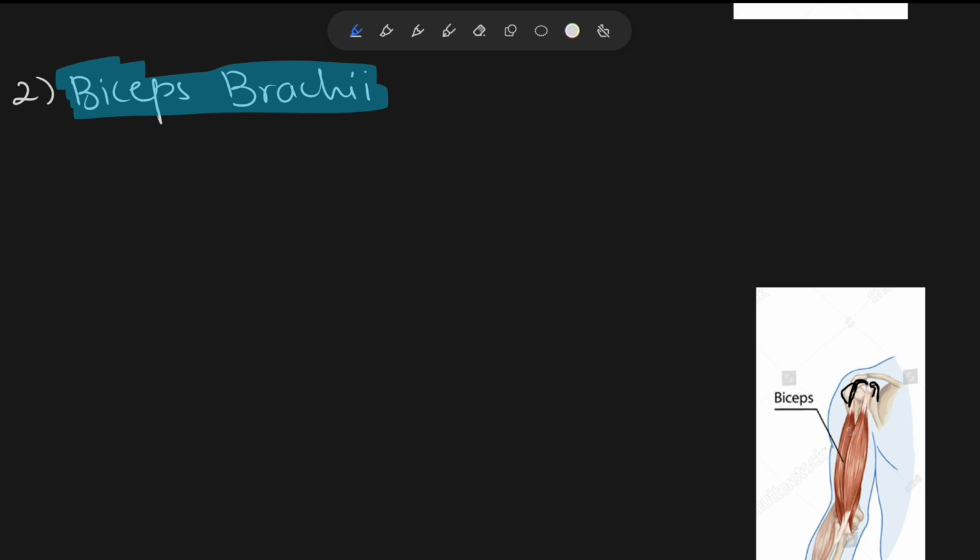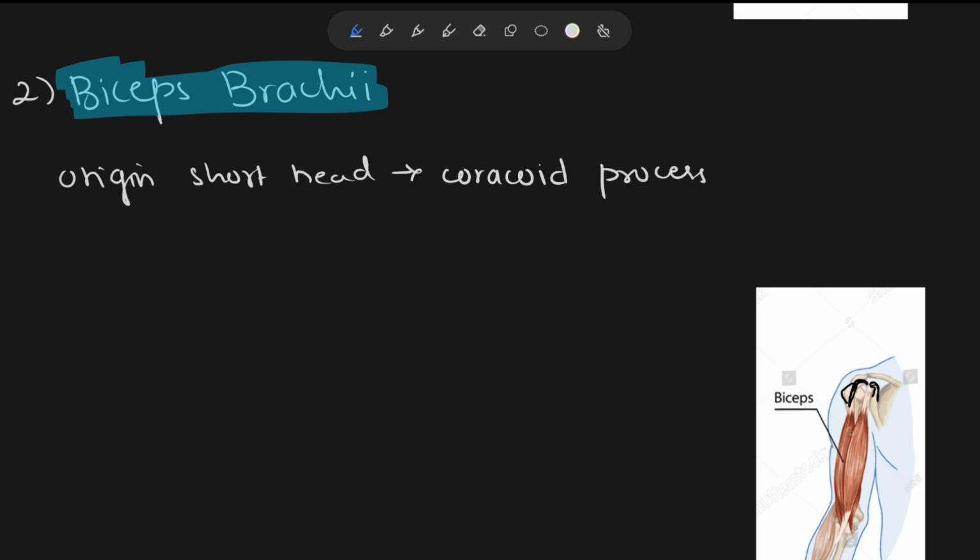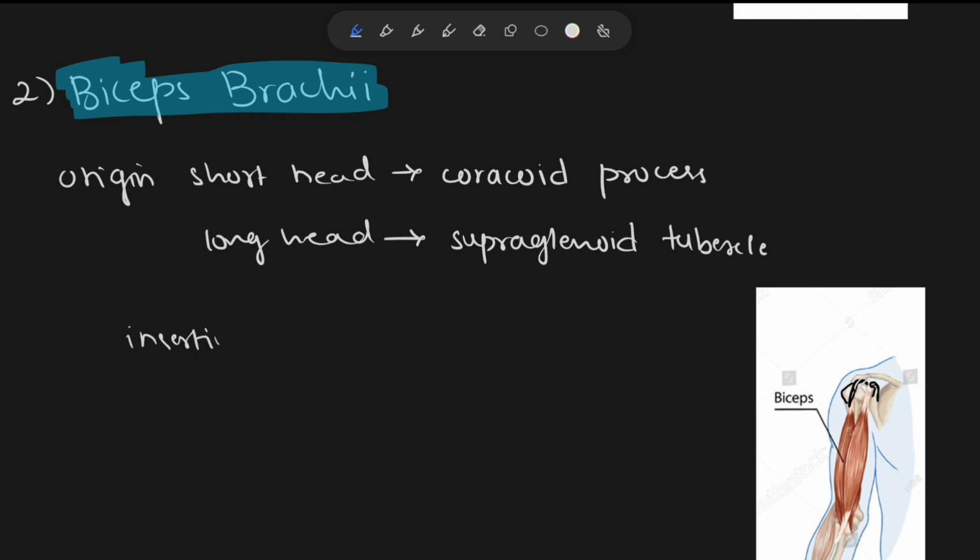So let's do the biceps brachii. Origin of the short head is the coracoid process of scapula. And the long head is originating from where? From here. What is that? It is the supraglenoid tubercle. Now let's do insertion. Insertion is radial tuberosity.